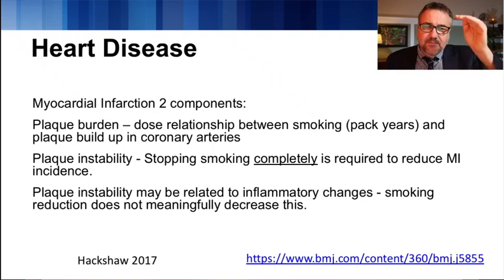And what it showed is that people can decrease the amount that they smoke. They can go from 2 packs to 1 pack to 10 cigarettes to 5 cigarettes without much of a change in the incidence of myocardial infarction. But once they get down to 0 cigarettes, then they see a real drop in the incidence of myocardial infarction. And the way that this has been interpreted is in terms of plaque instability.